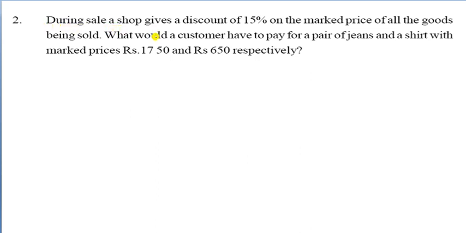So during the sale a shop gives a discount of 15% on the mark price of all the goods being sold. What would a customer have to pay for a pair of jeans and a shirt with mark price 1750 and 650 rupees respectively? So first of all we have to find the total SP.